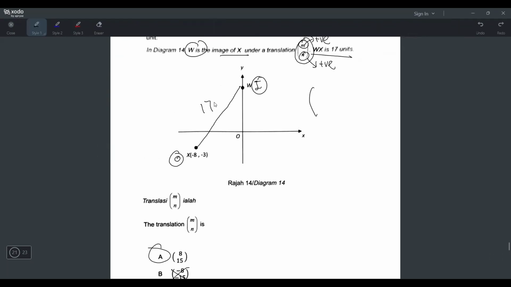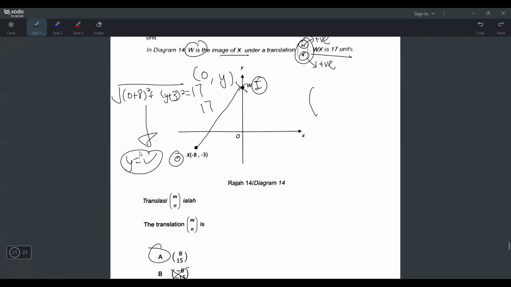So if you want me to explain, I will explain it like this. The point W is a y-intercept. So the x will be 0. The x coordinate will be 0, but the y coordinate don't know, right? But you can use the distance formula. Because I know the distance is 17, right? And the formula is square root bracket square plus bracket square, which is x minus x. So 0 minus negative 8, 0 plus 8, and then y minus negative 3, y plus 3, right? And if you keep doing here, you get your y coordinate, right? But it's very slow lah.